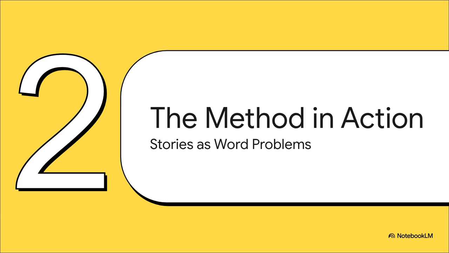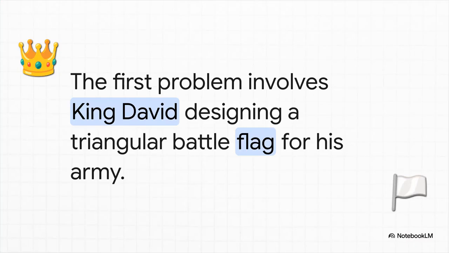Okay, now this is where things get really interesting. Instead of your typical, train A leaves the station kind of word problems, this worksheet frames every single calculation as a mini story, and it pulls its characters and scenarios directly from the Bible. So, first up, we've got King David. And apparently, he's not just busy leading an army. No, he's also designing its triangular battle flag.